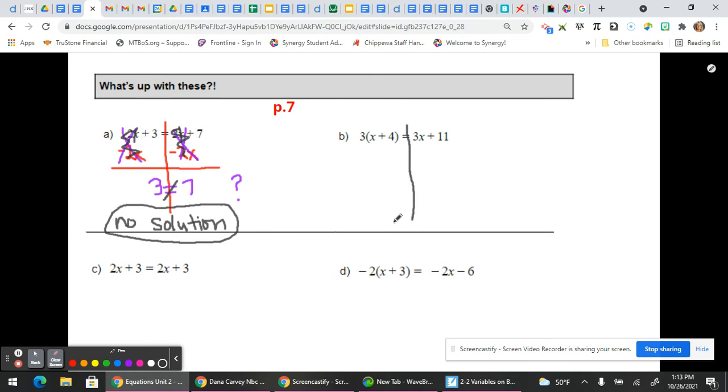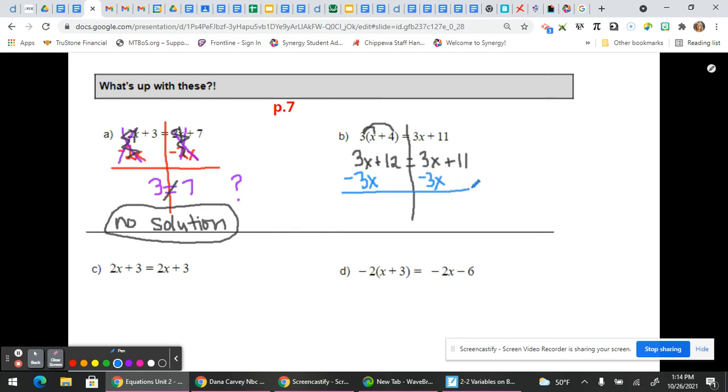So notice here, we've got a bit of work to do on the left using the distributive property to take 3 times x, 3 times 4. I get 3x plus 12, which is equal to 3x plus 11. Well, I'm going to keep on going here, and I know that I want to get my variables on the same side, so I'm going to remove my smallest variable. Again, they're the same, so it doesn't matter which one is smallest. I'm going to subtract 3x on the left, subtract 3x on the right.